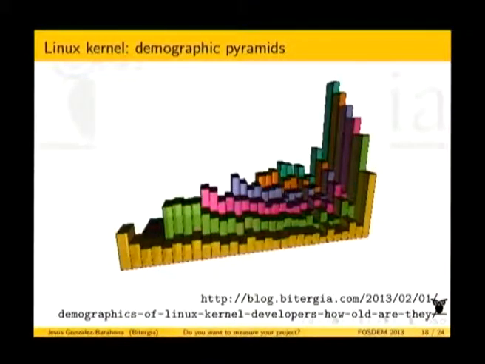This is Linux. This is the history of Linux. I cannot enter into all the details, but basically each of these is a generation, people entering the project in some quarter. So this is the last quarter, autumn 2012. This is spring 2005, when the project migrated to Git. So these are the first generation in Git of Linux kernel developers.